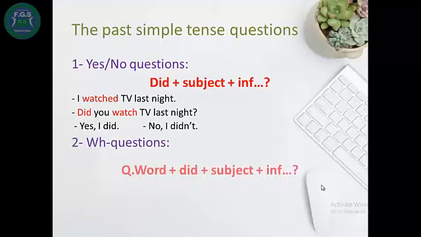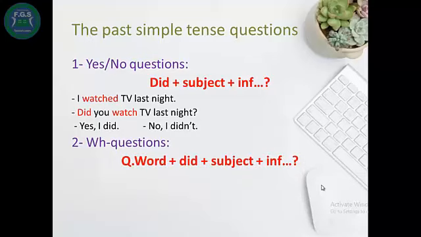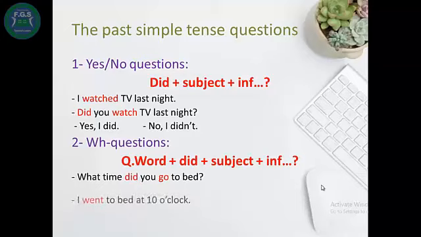WH questions: we use the question word plus did plus subject plus the infinitive. What time did you go to bed? I went to bed at 10 o'clock.